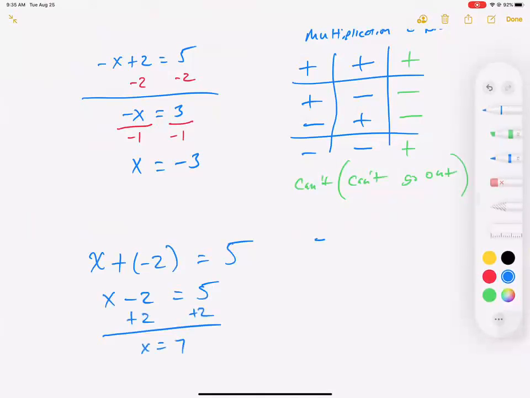And we can try it. 7 plus negative 2 equals 5. I think it's easier to get rid of the parentheses in my brain. 7 minus 2 is equal to 5 because the positive and negative stay negative. And 7 minus 2 is 5.